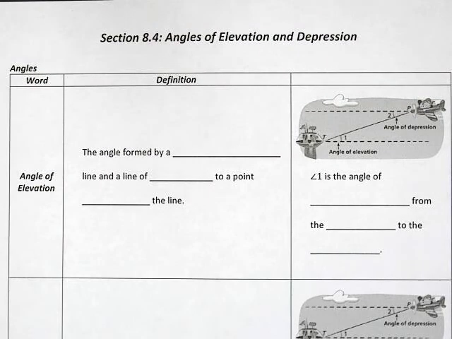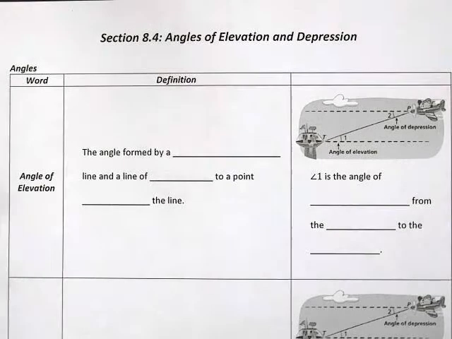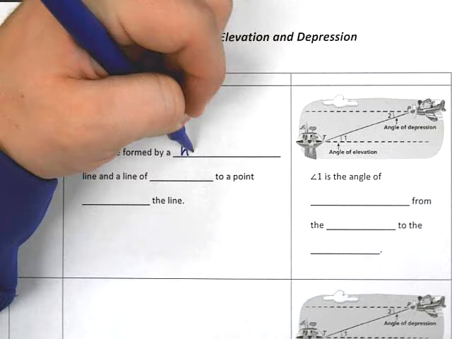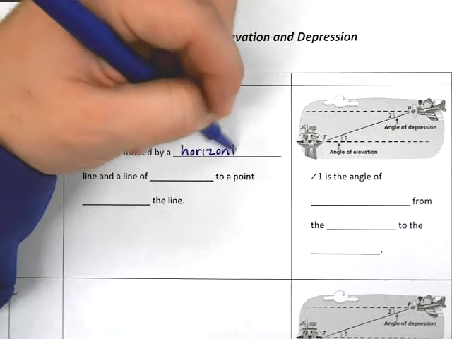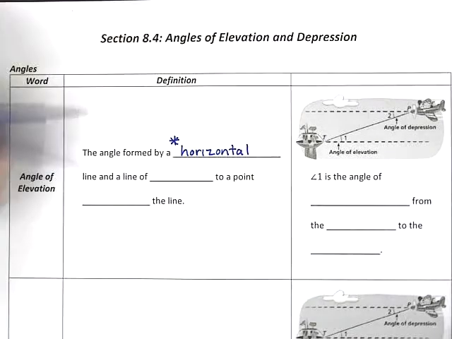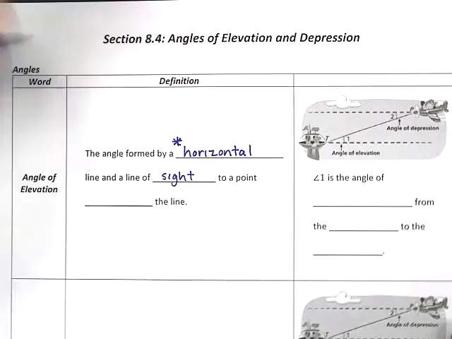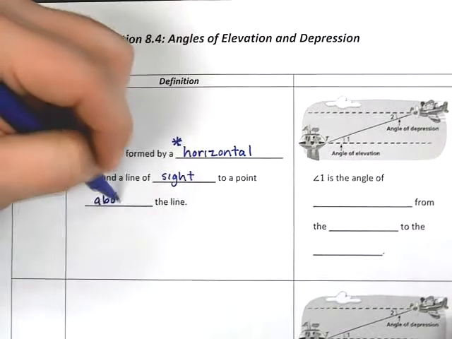So, gotta understand what an angle of elevation and an angle of depression are. And so the angle of elevation is an angle formed by a horizontal line. Gotta be horizontal. That's a big sticking point. It's always from the horizontal line. And a line of sight to a point above the line.